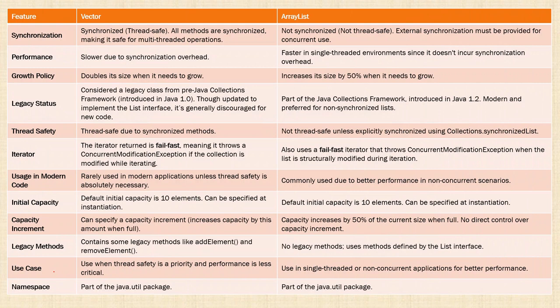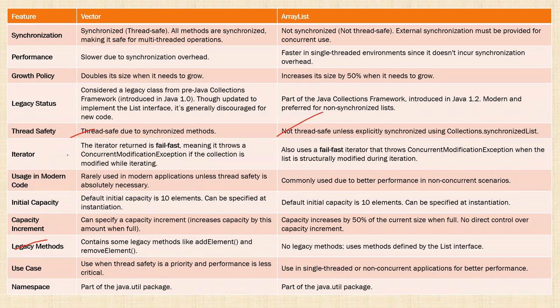All methods are synchronized, making it safe for multi-threaded performance. So vector is slower than array list. Growth policy: vector doubles its size when it needs to grow, so it will make the size double when the threshold is reached. And array list increases its size by 50% when it needs to grow. Legacy status: vector is legacy and array list was introduced in Java 1.2. Thread safety: vector is thread safe and array list is not thread safe.